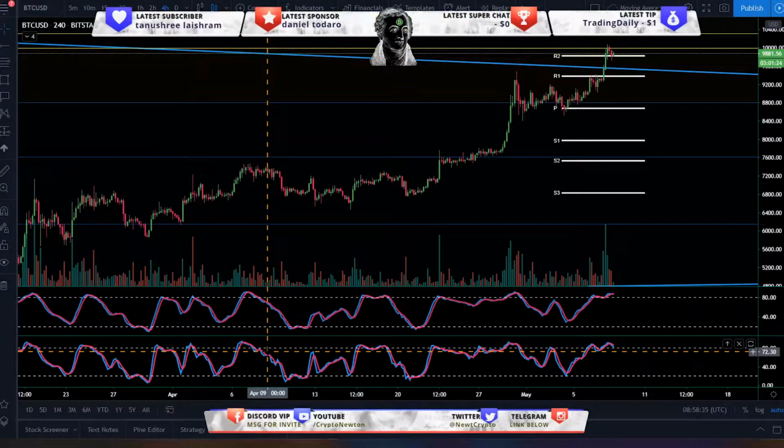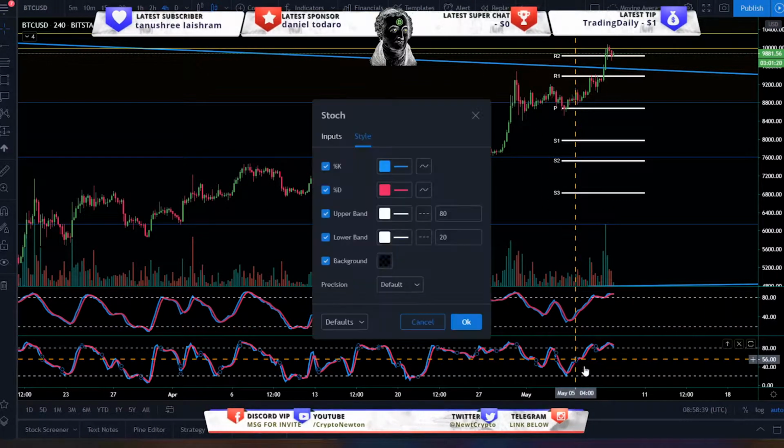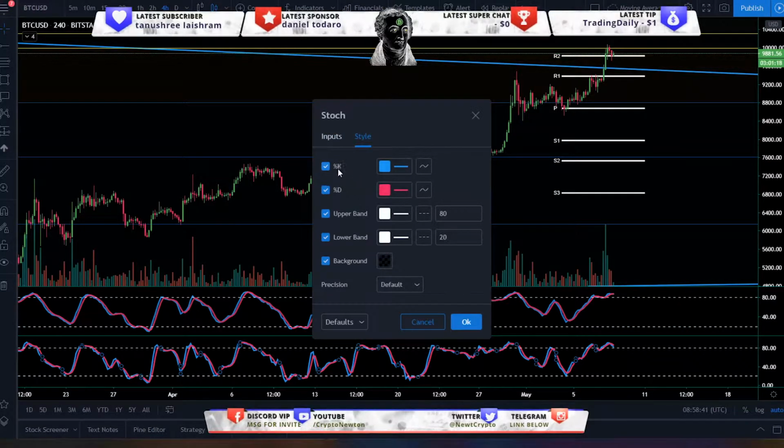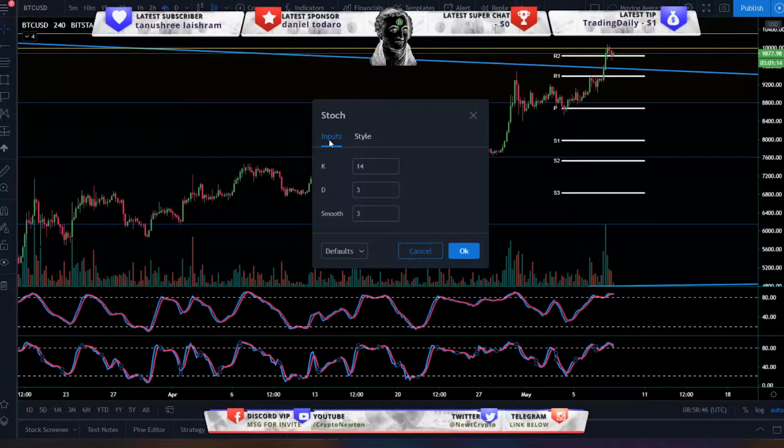There are two lines, one called the K% and one called the D%. When you go into the settings, you can see the K% is the blue and the D% is the red, or the little pink we're using right here. On the normal settings, the K% is 14, the D is 3, and the smooth is 3 as well. This indicator is made to follow the speed or momentum of the price.